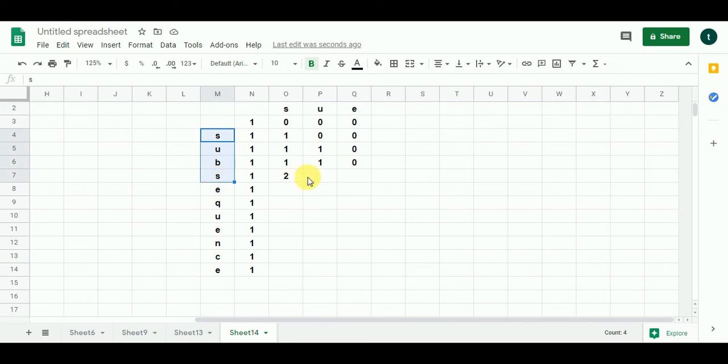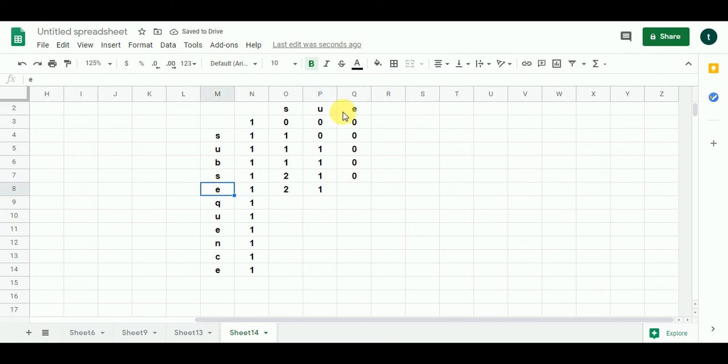Okay, we come here. Now S doesn't match with U. I get 1 over here. S doesn't match with E. I get 0 over here. Alright, I move here. Now E doesn't match with S, so I get 2 over here. E doesn't match with U, I get 1 over here.